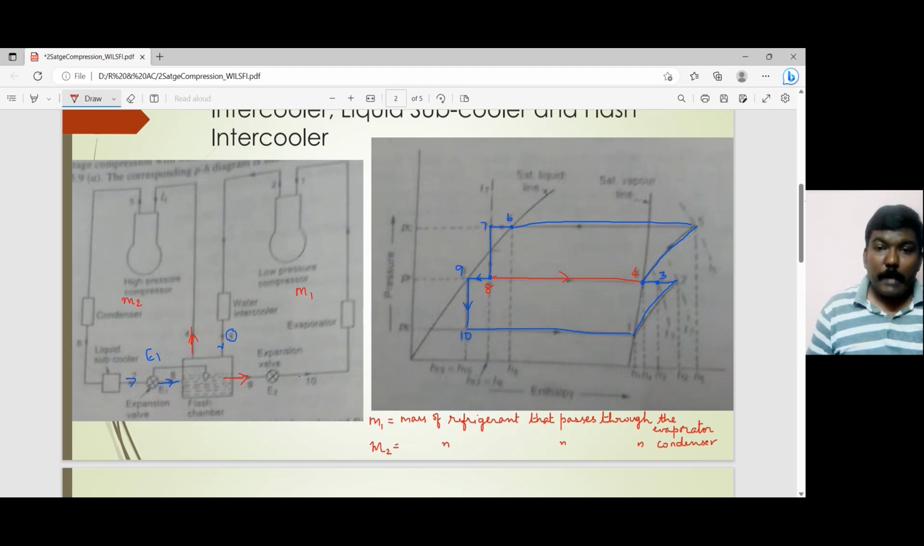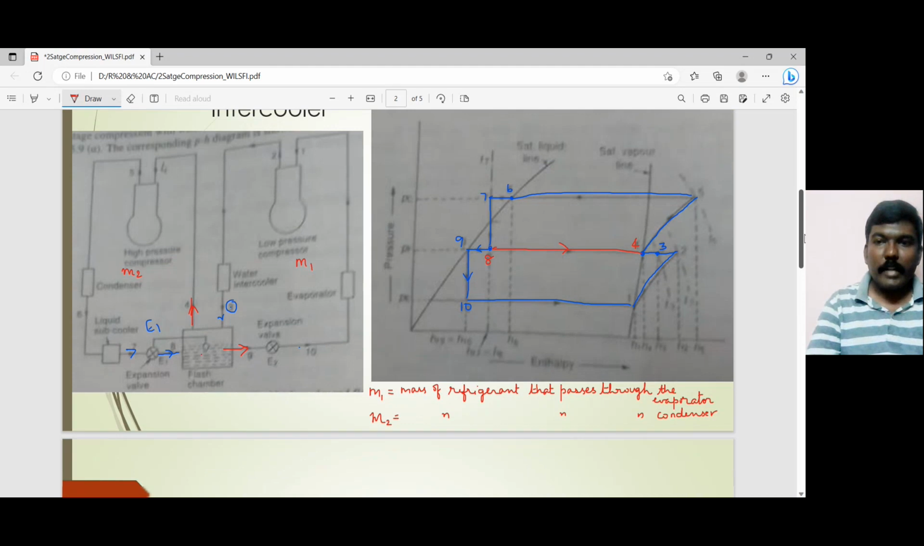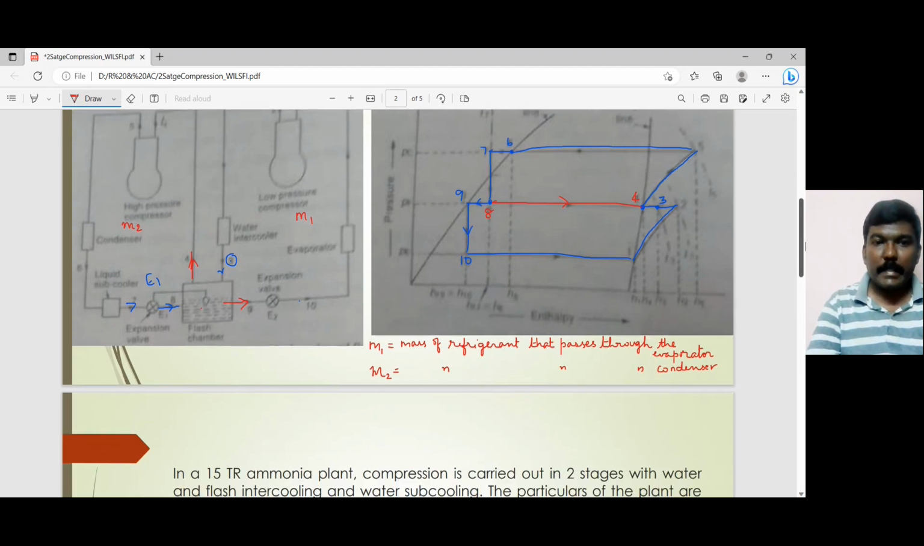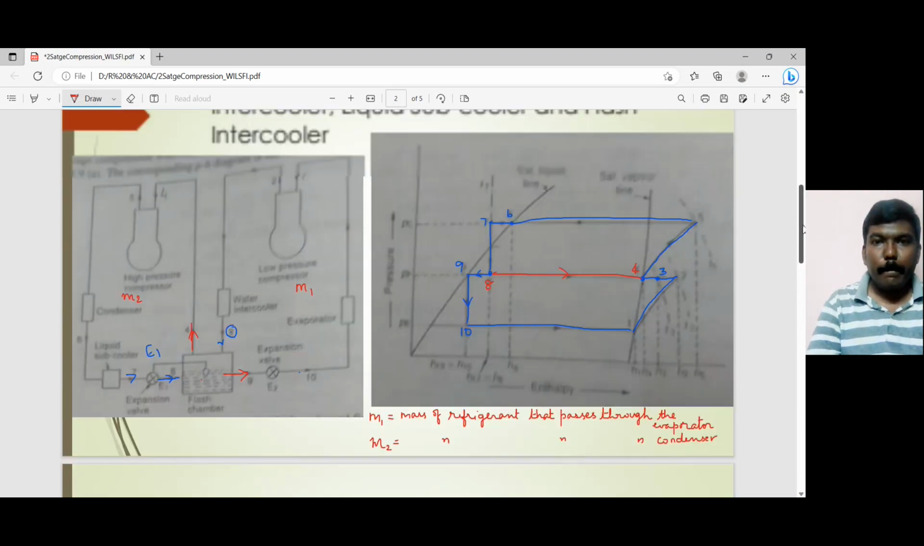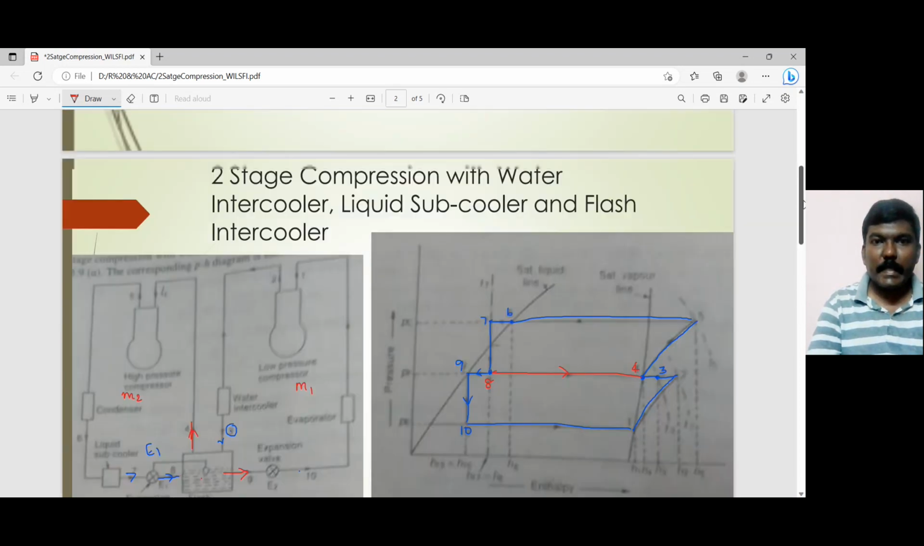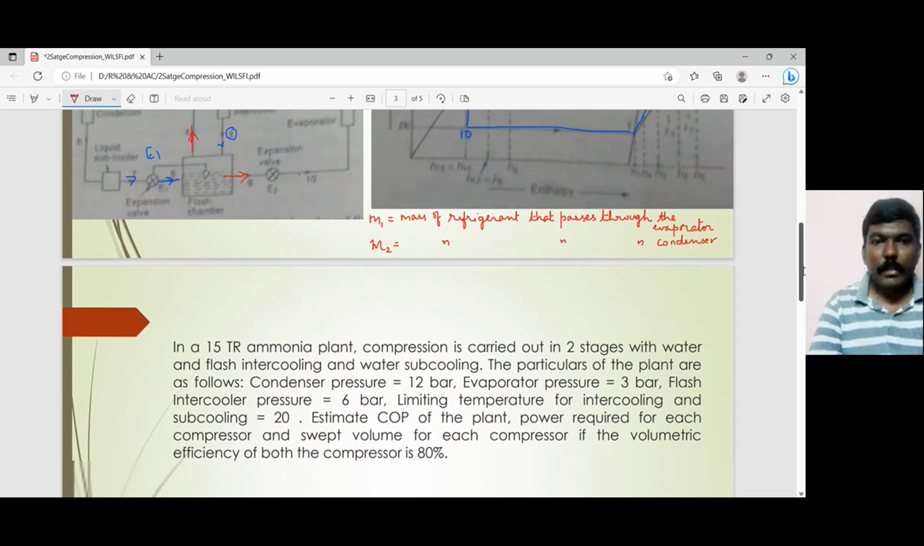Okay, so when it comes to point number 8, there is a branch that goes to 9 and there is another branch that goes to 4. That is what happens when you use a flash chamber or a flash intercooler. Okay, so if you try to write an energy balance, I didn't leave a space, so let me write it over here.